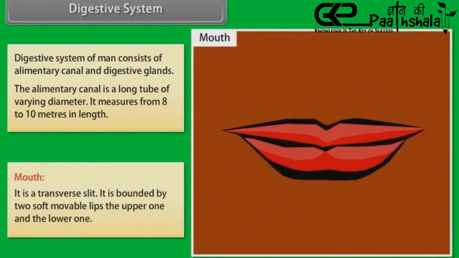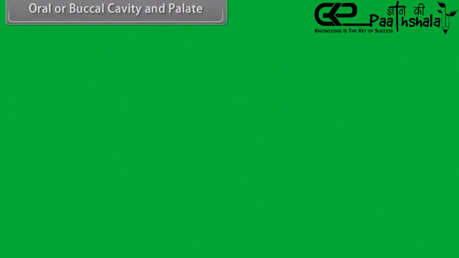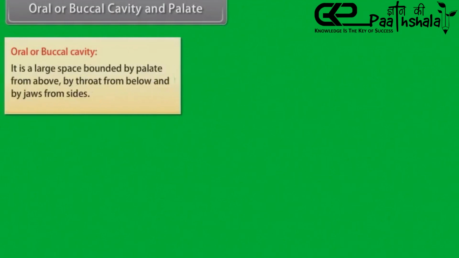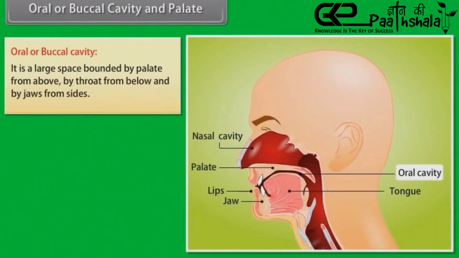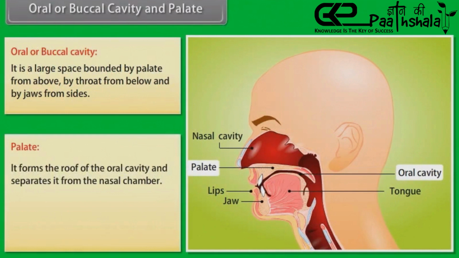It is bounded by two soft movable lips, the upper one and the lower one, the oral or buccal cavity, and the palate. Oral or buccal cavity. It is a large space bounded by the palate from above, by the throat from below, and by the jaws from the sides. Palate. It forms the roof of the oral cavity and separates it from the nasal chamber. It is divided into two parts, the hard palate and the soft palate.